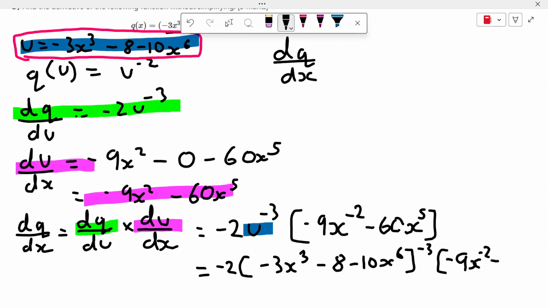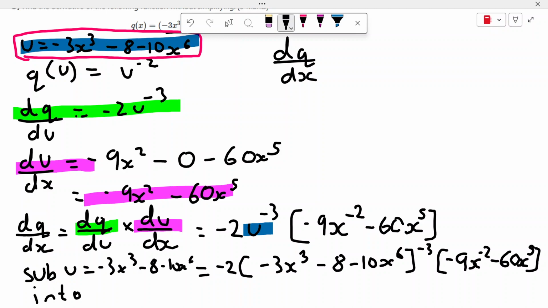So normally you'd recommend writing things to say substitute, so sub u equals, and then all of that, into the equation, just to let the marker know what you're doing. But those are the two methods.